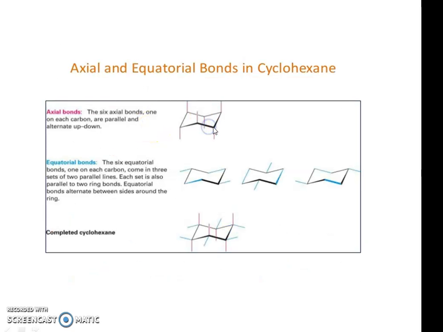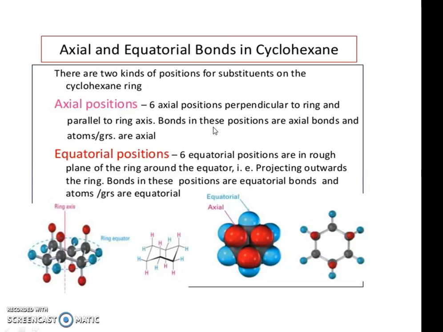The bonds in these positions are called axial bonds, and the atoms or groups are called axial hydrogens. Meaning the bonds which are axial are perpendicular to the ring and parallel to the ring axis, and are called axial bonds. The hydrogen atoms associated with these bonds are called axial hydrogens.